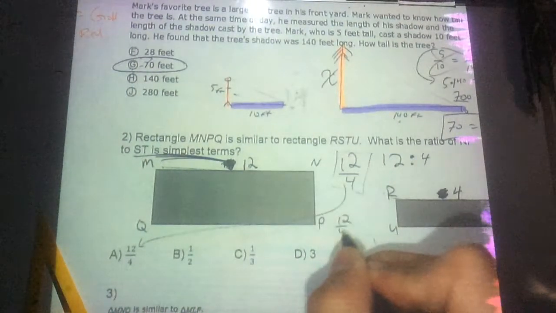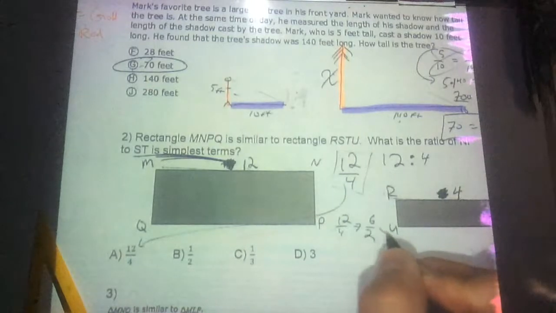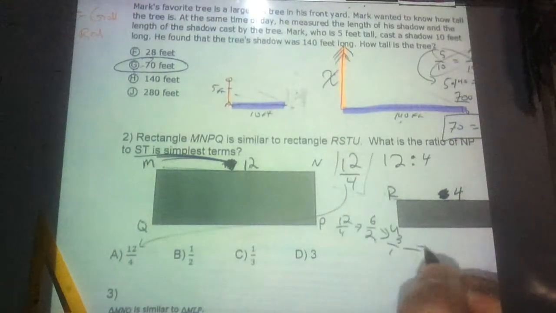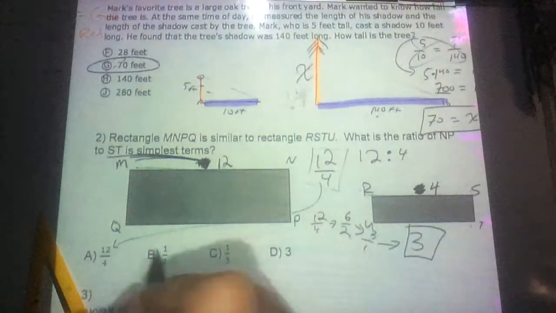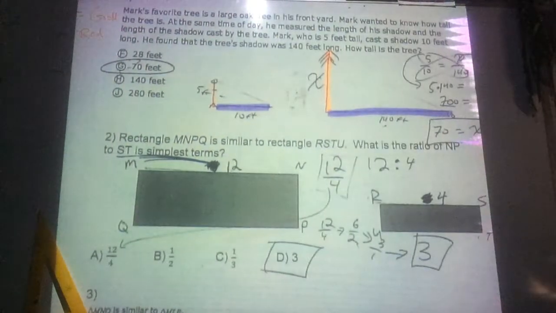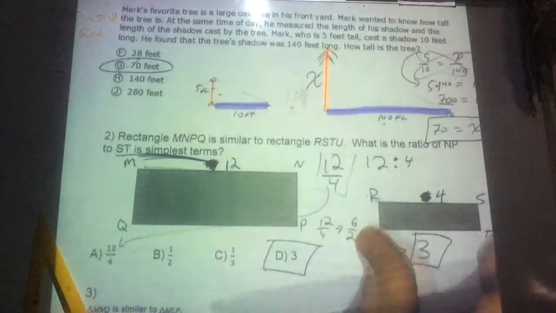12 to 4 reduces to 6 to 2, reduces to 3 to 1, and eventually reduces to just 3. So the ratio is going to be D, 3. Okay.